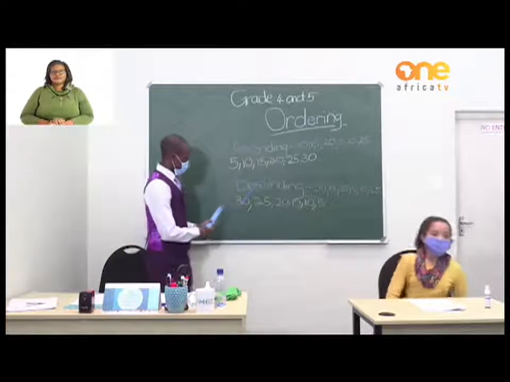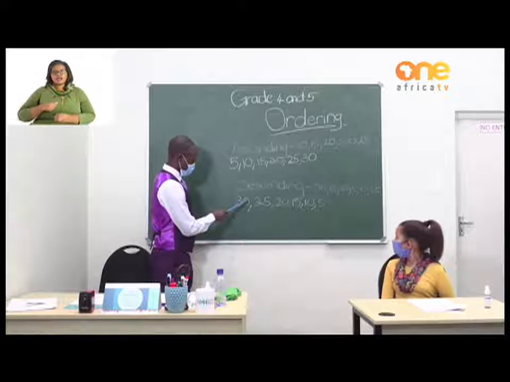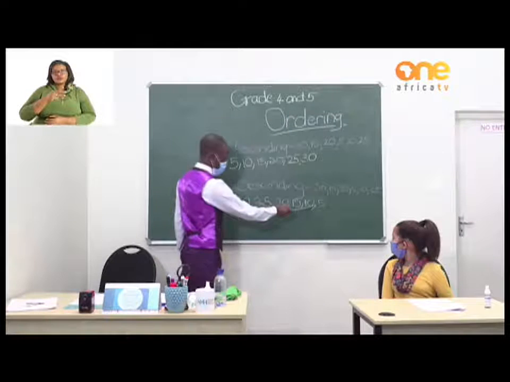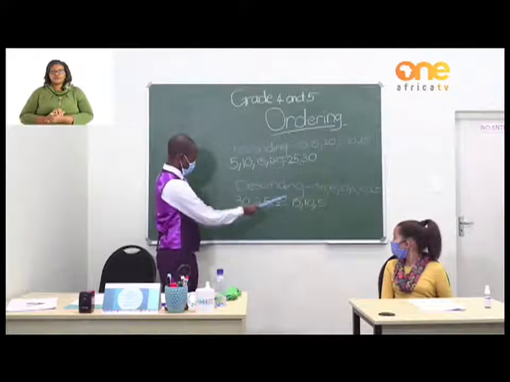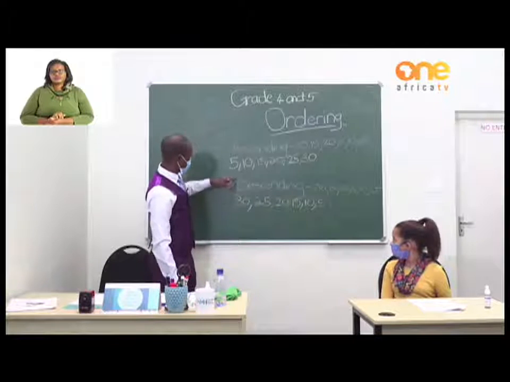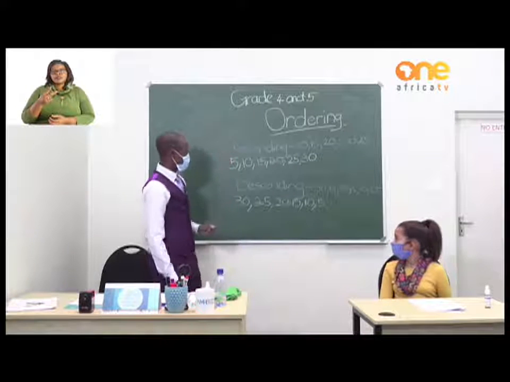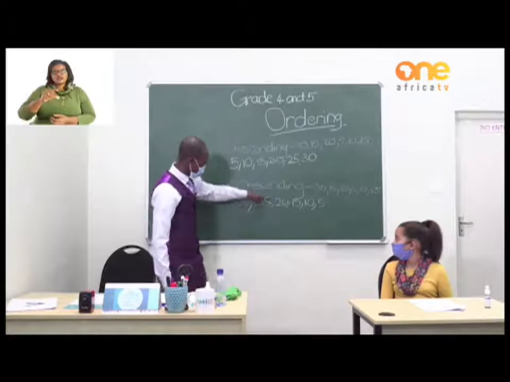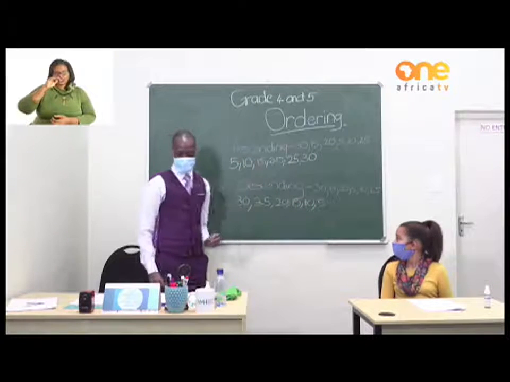Let us come here. You will see that our numbers are decreasing: 30, 25, 20, 15, 10, 5. So that is what we do when we are putting numbers in descending order. You'll be able to see that descending order is the opposite of ascending order. Here we are starting from the biggest to the smallest. Here we are starting from the smallest to the biggest.